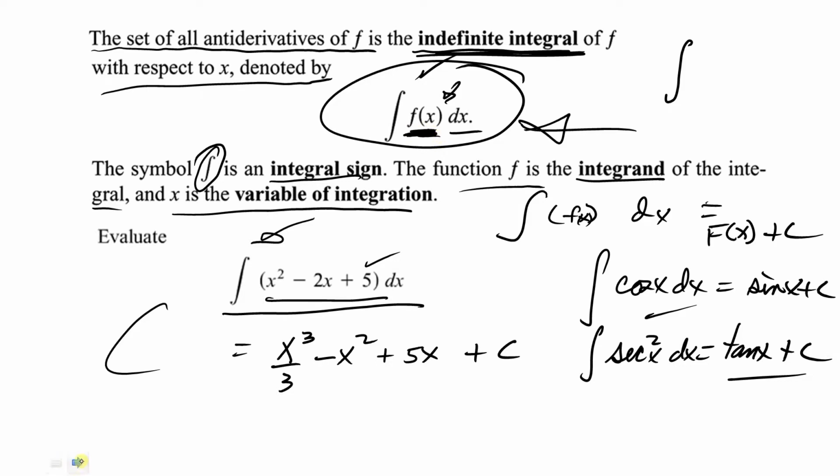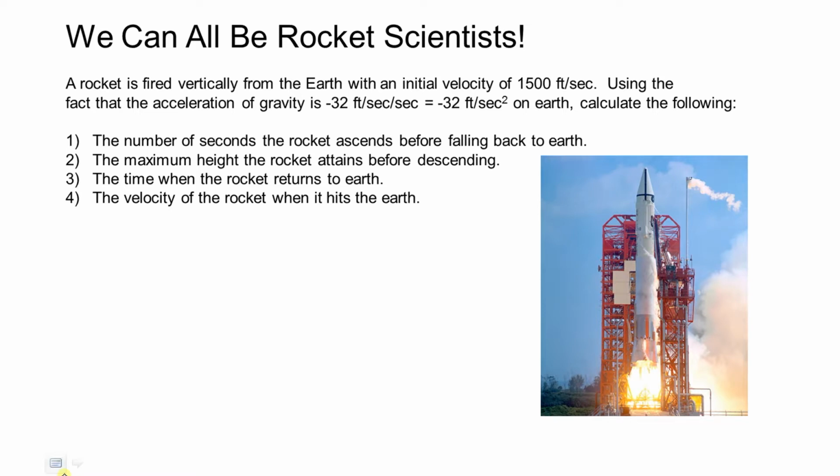Now, the last two problems are going to relate to rocket science. This is a very simple example in which a rocket is fired with an initial velocity of 1,500 feet per second. It's fired vertically from the Earth at t equals 0. In this particular example, we're not going to continue to burn the rocket. We're going to give the rocket an initial velocity of 1,500 feet per second. And it's going to continue to rise until gravity brings it down and it hits the Earth again.